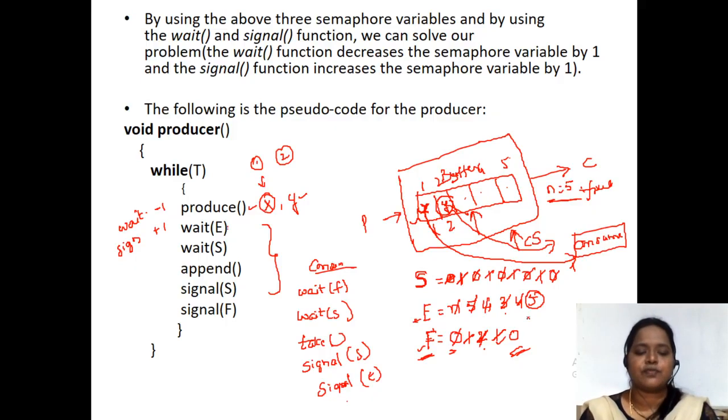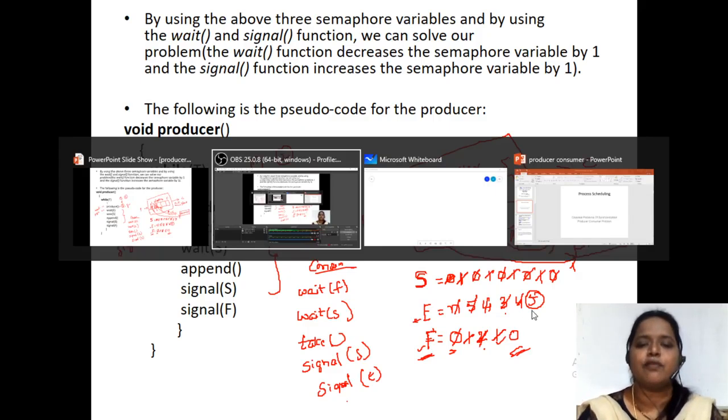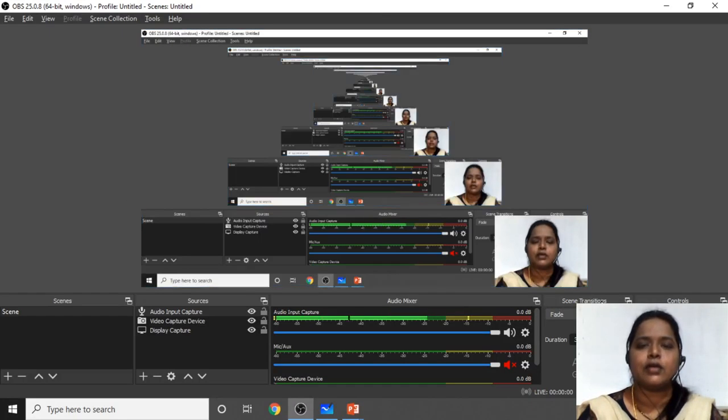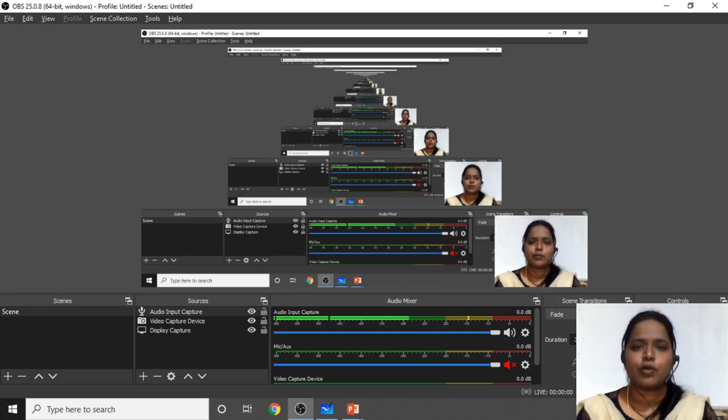So by making use of these 3 semaphores, the processes are going to be synchronized among themselves. So no clashes, no race condition, and no deadlocks will be there by making use of these 3 semaphores. So this is how we include the semaphores concept in the producer consumer problem. Just listen once or twice so that you will have a clear idea.